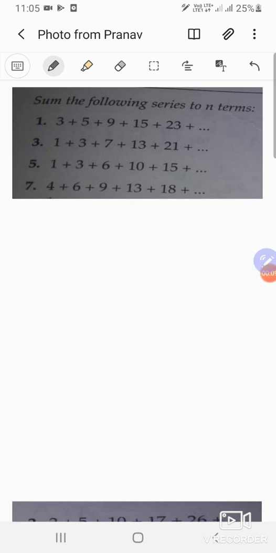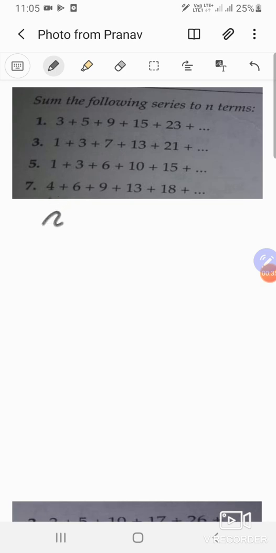So the first question we are going to do using what we call the formulative method, where we assume that Tn is an expression of a specific kind, and we assume that it always follows the series which we are given. So the first series is 3, 5, 9, 15, 23. We have to sum them up to n terms.